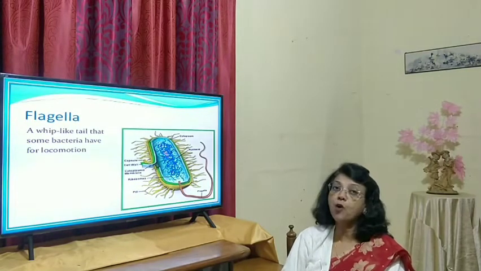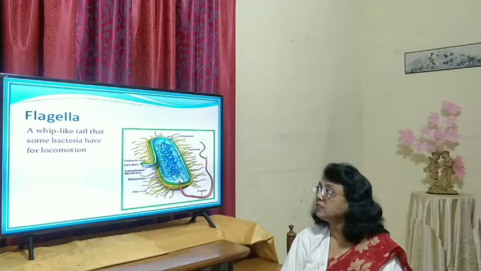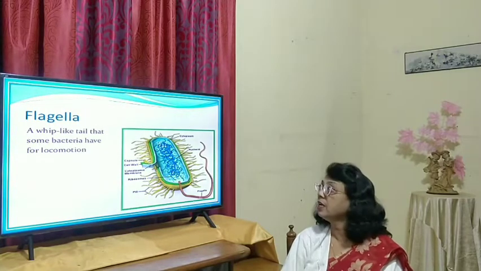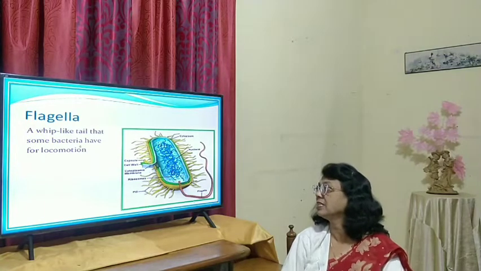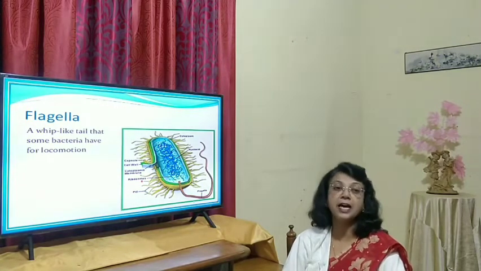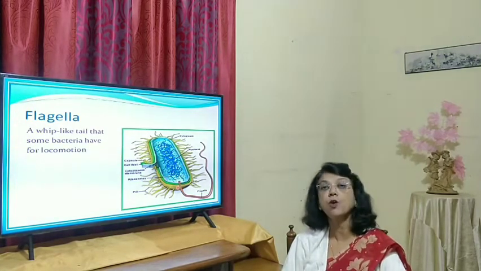Now you see a long brown structure. This long brown structure is the flagella. It is a whip-like tail that some bacteria have, and it is meant for locomotion.